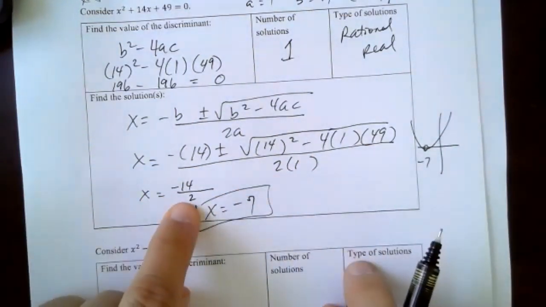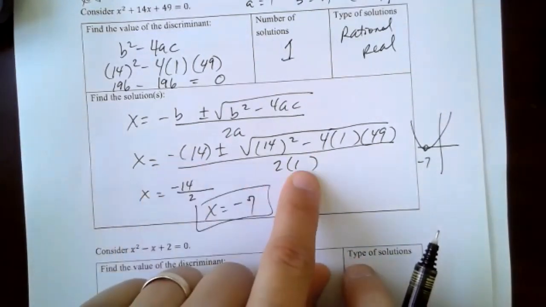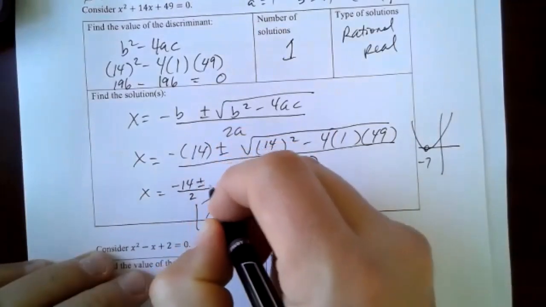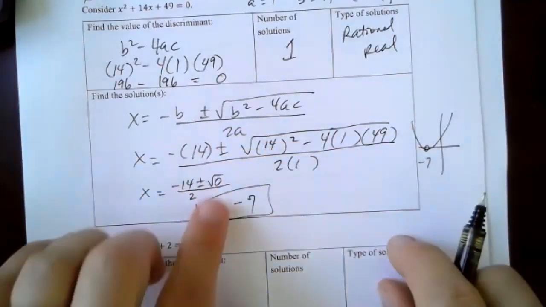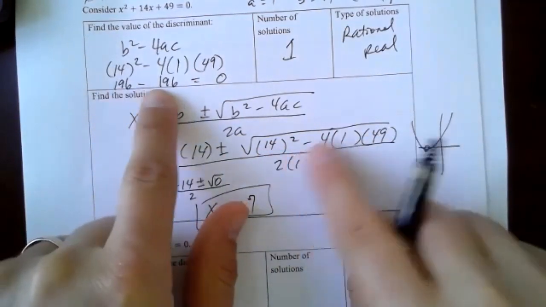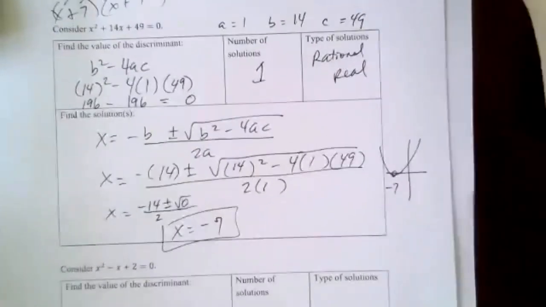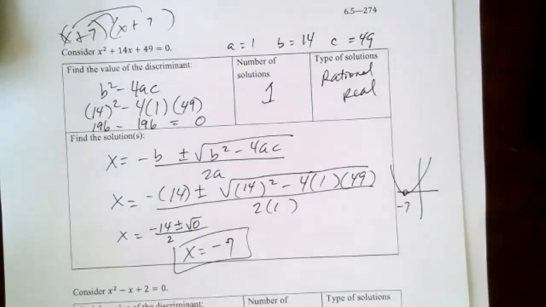See how it's got negative 14 over 2 right there? What's negative 14 over 2? Negative 7, right? Now, it's plus or minus the square root of 0, right? Because this right here turned out to be 0, because 196 minus 196 equals 0. And so all of that mess turns out to be one rational root. I'll leave it there for a second to let you catch up, and then we'll finish up this last problem.